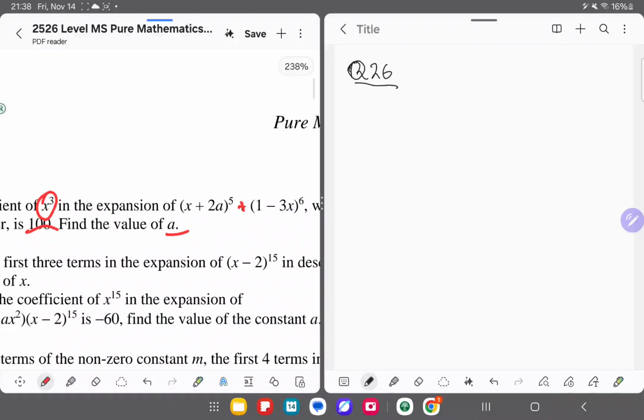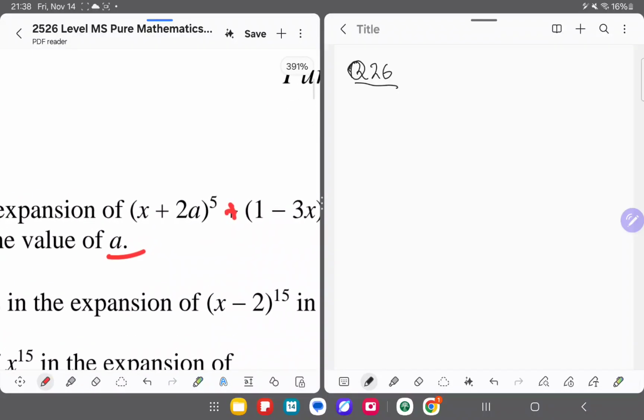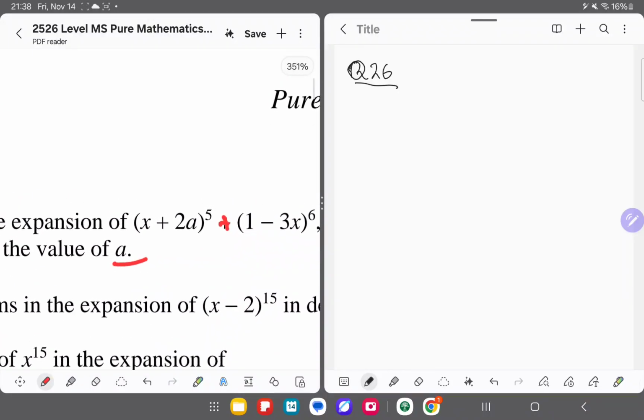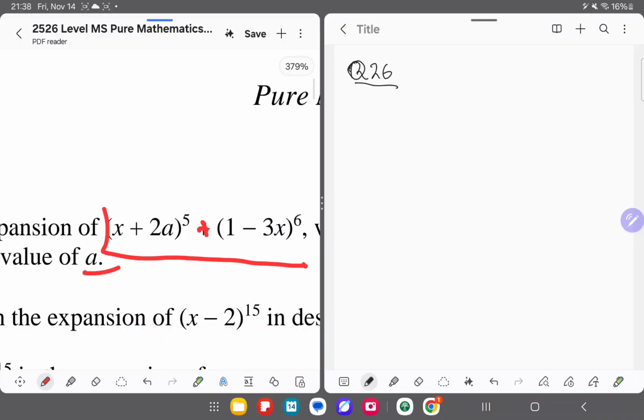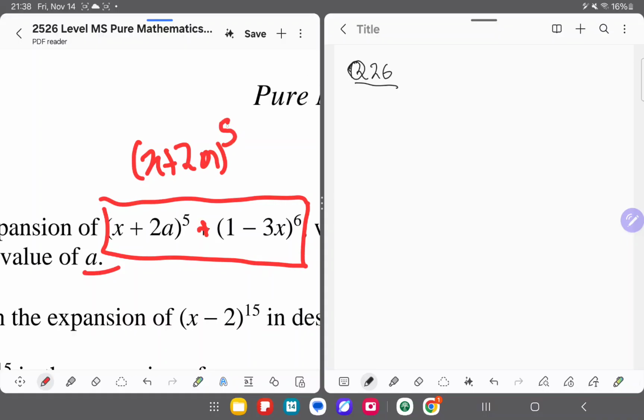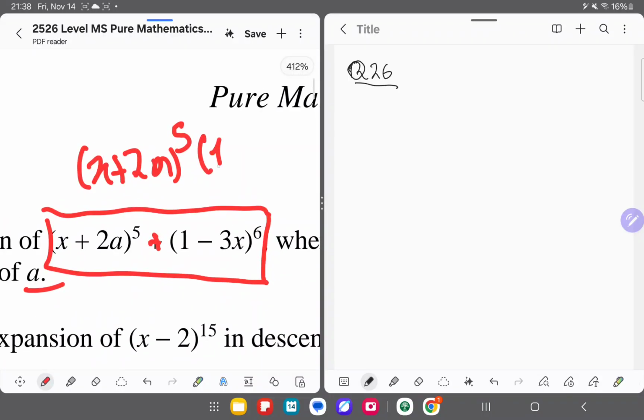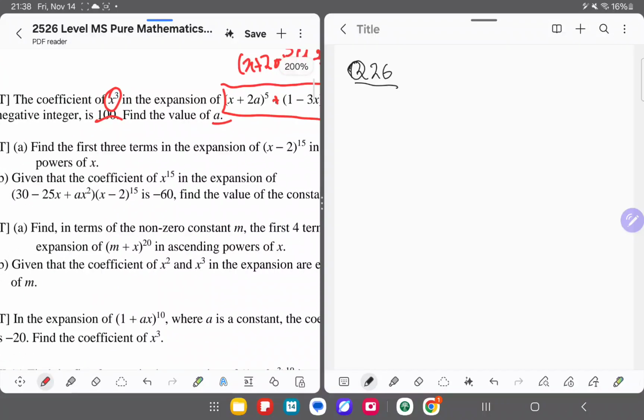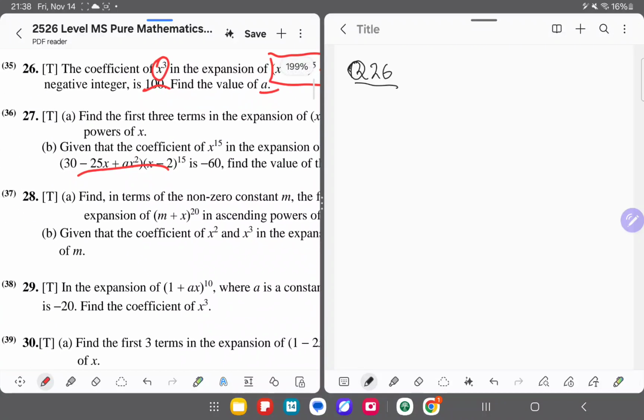Now, normally over here, when you want to find the x power of 3, what some people instinctively think is this, sometimes like this, and then multiplied by this. Because that's normally what every single question shows. Look, you see? Here it's multiplying, here it's multiplying.